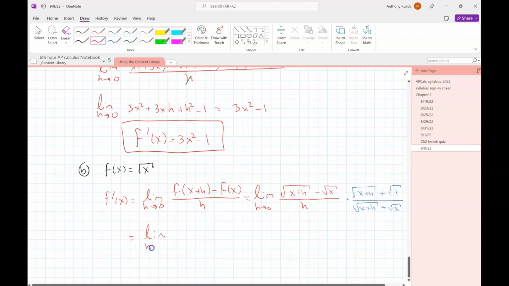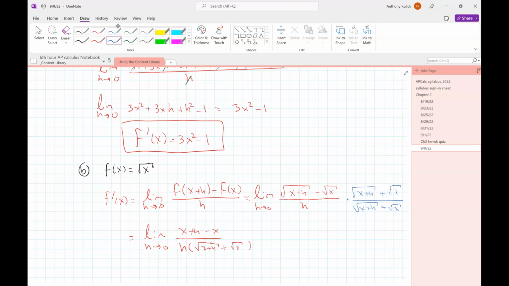The limit as h approaches 0 of x plus h minus x over h times the square root of x plus h plus the square root of x. Everybody cool with how I multiplied the conjugate out there? Let's start simplifying or combining like terms. In the numerator, I notice I have a plus x and a minus x.